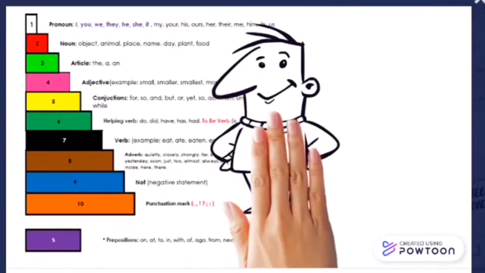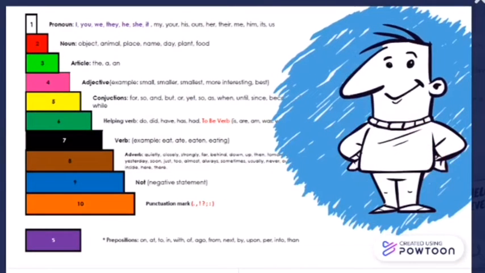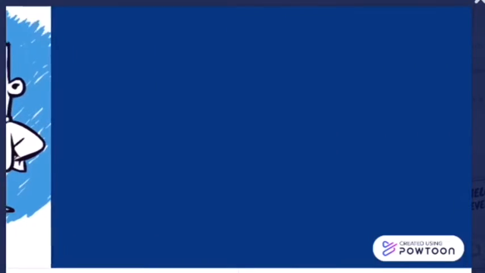But in our classroom, we made a bigger list because we include the punctuation marks, the negative statements, and a helping verb, so we can identify if it's a verb or a helping verb. We're going to make a review about this.